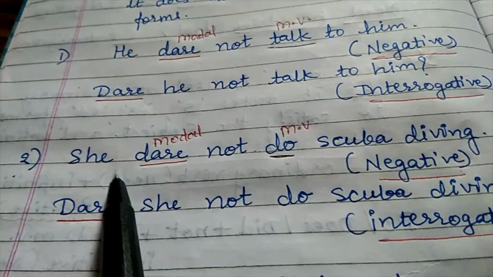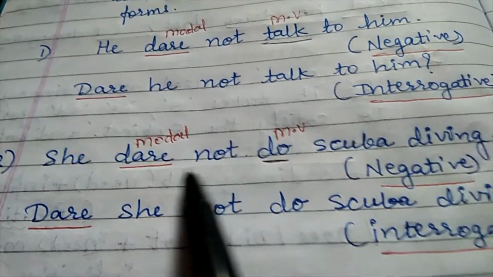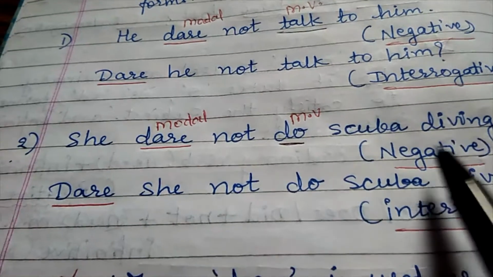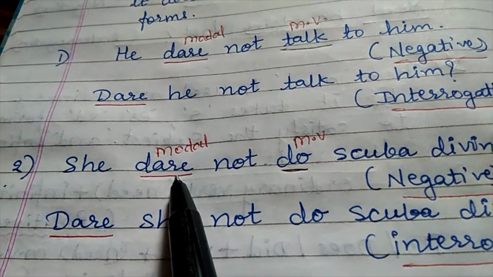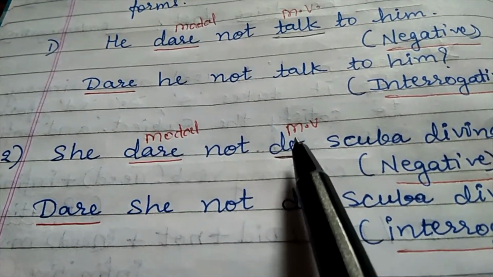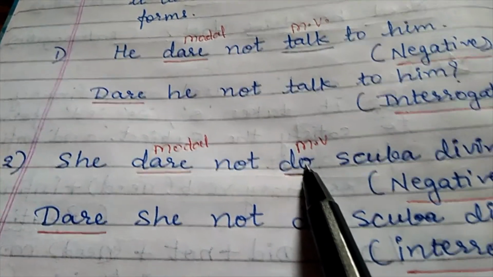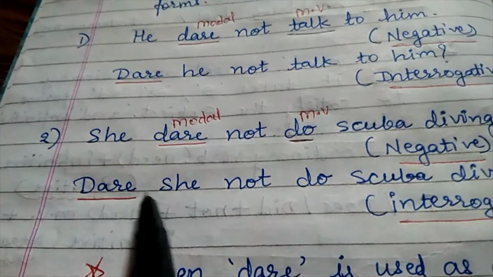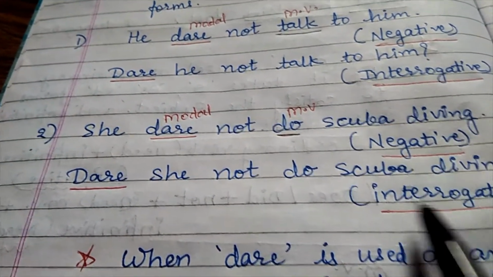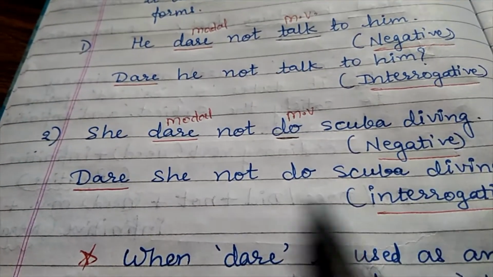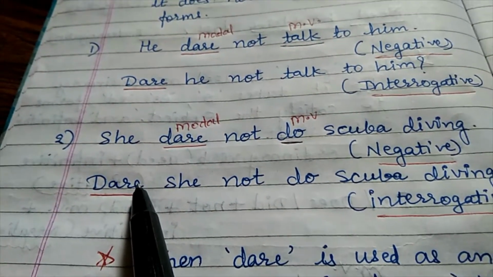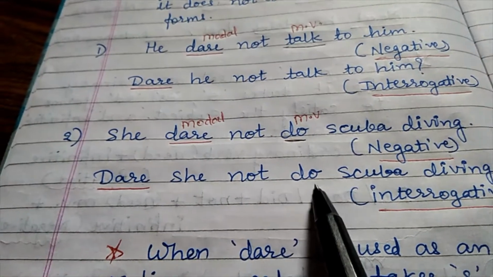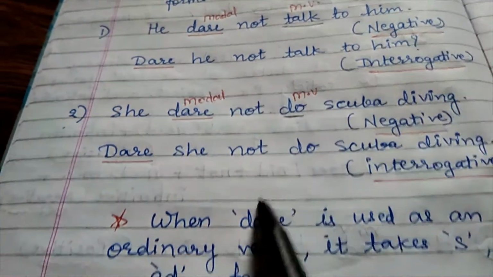Next sentence, she dare not do scuba diving. This is a negative sentence. Here also dare is used as modal auxiliary and do is the main verb. Dare she not do scuba diving? Here it is an interrogative sentence. Dare is used as modal auxiliary and do is the main verb.